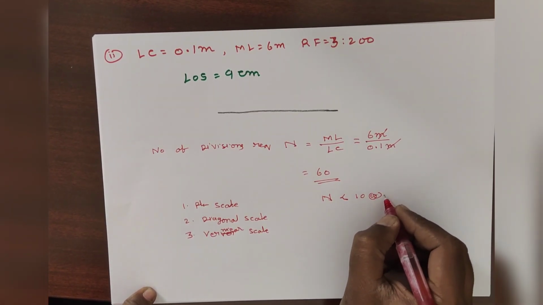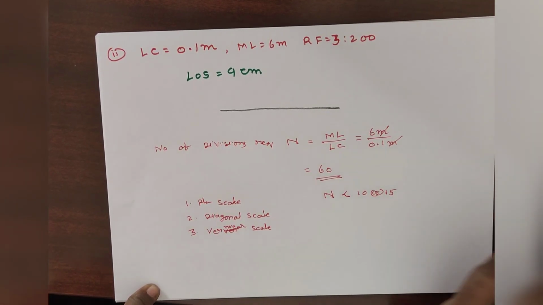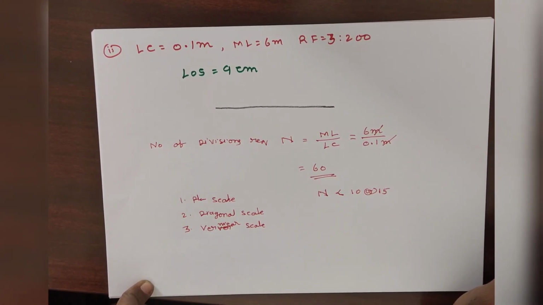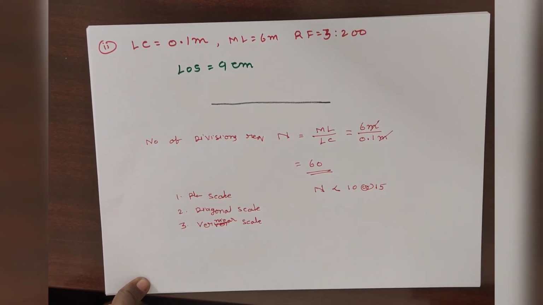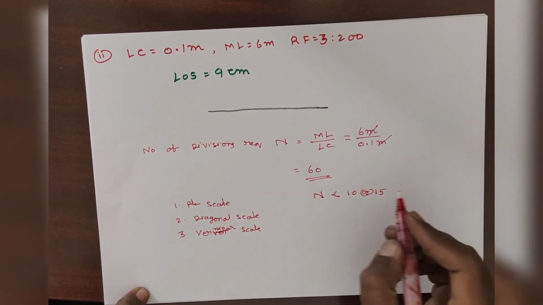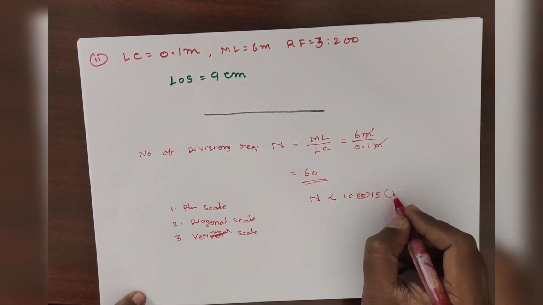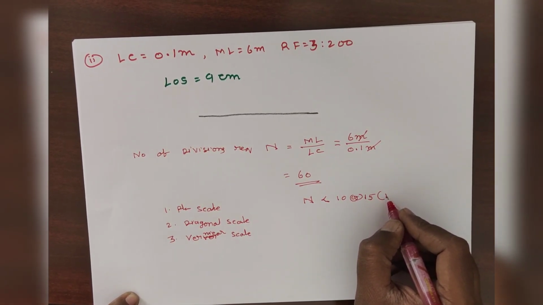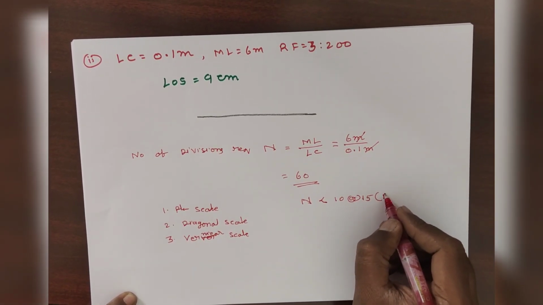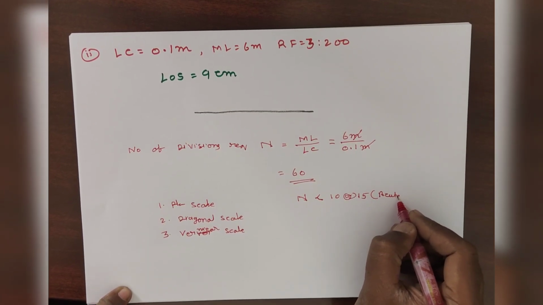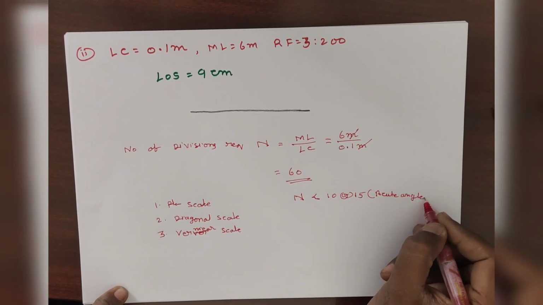When are we going to use these, sir? Just now I said, if n is less than 10 or maximum 15, because we are in a position to divide a line into 15 parts. That is not much difficult. Then what are we going to do? Then we are going to use the acute angle method for dividing a line into n equal parts. The acute angle procedure will do it.